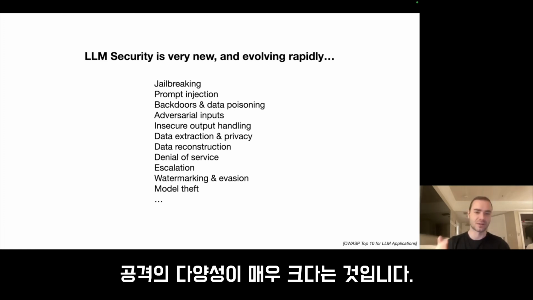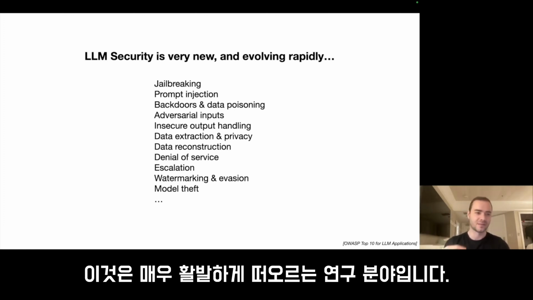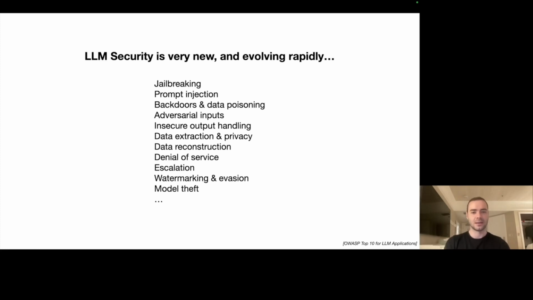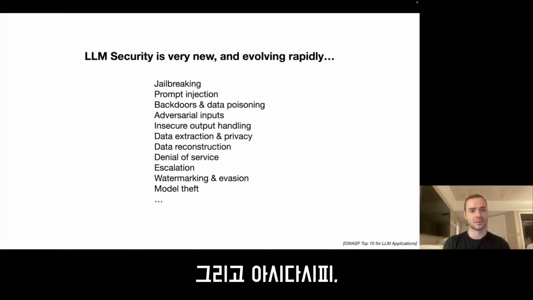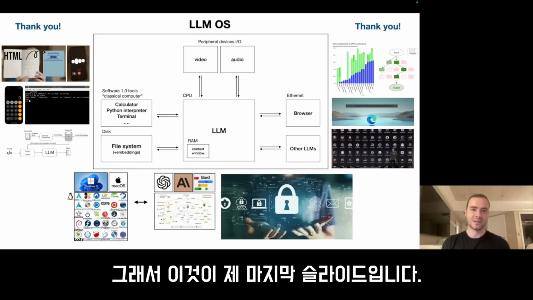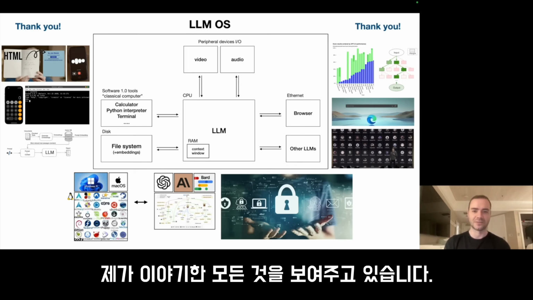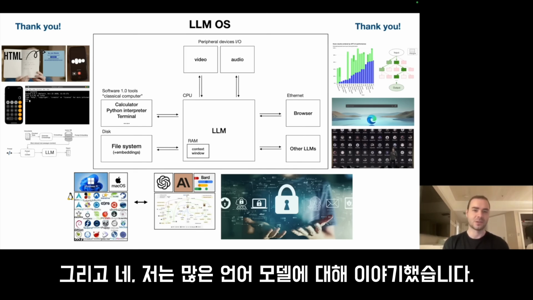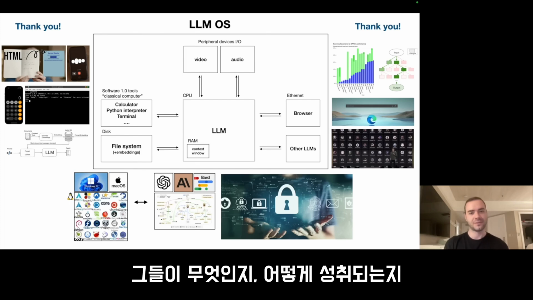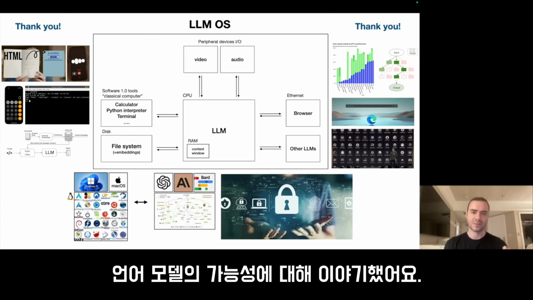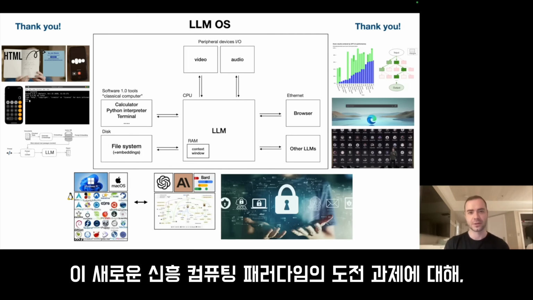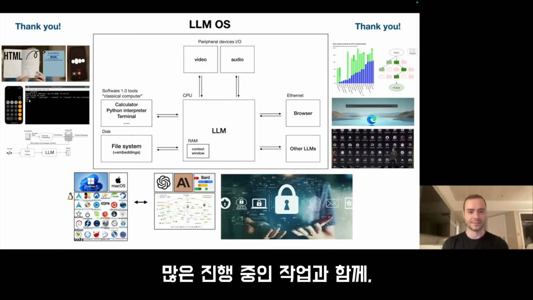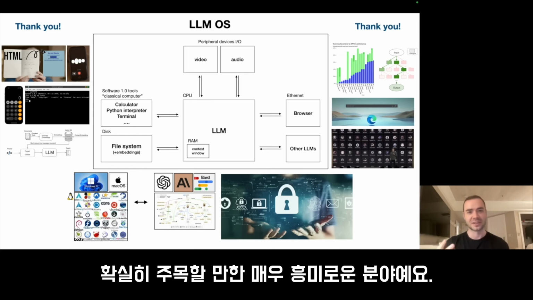So I've only covered maybe 3 different types of attacks. I'd also like to mention that there's a large diversity of attacks. This is a very active emerging area of study, and it's very interesting to keep track of. And this field is very new and evolving rapidly. So this is my final slide, just showing everything I've talked about. I've talked about large language models, what they are, how they're achieved, how they're trained. I talked about the promise of language models and where they are headed in the future. And I've also talked about the challenges of this new and emerging paradigm of computing, and a lot of ongoing work, and certainly a very exciting space to keep track of.